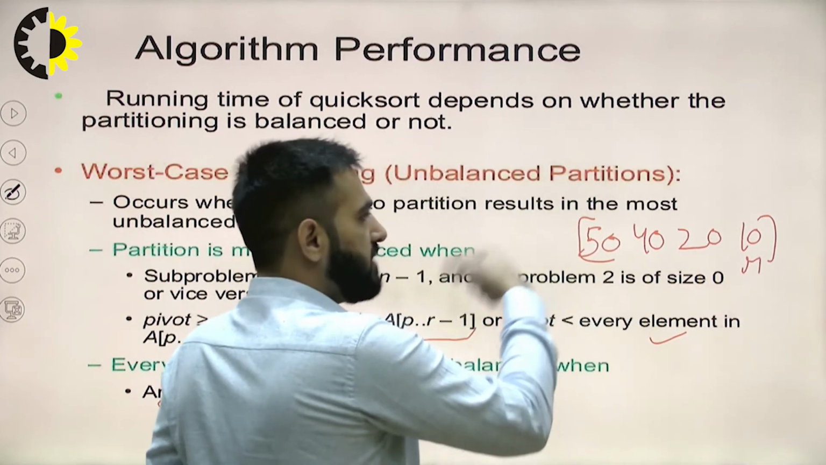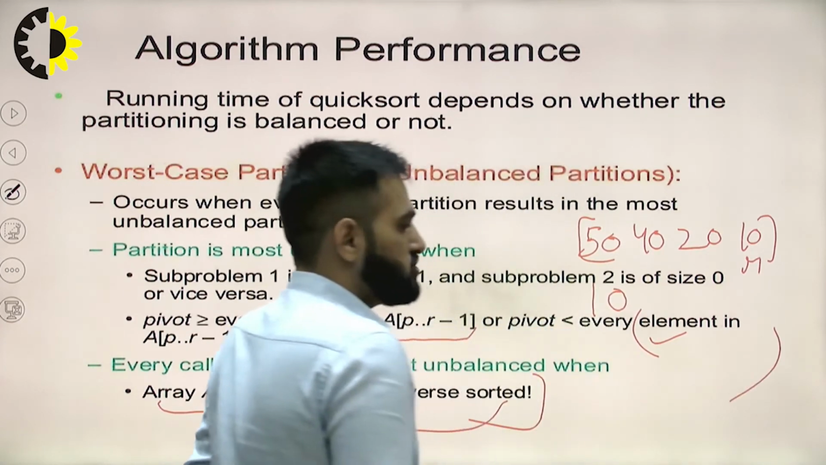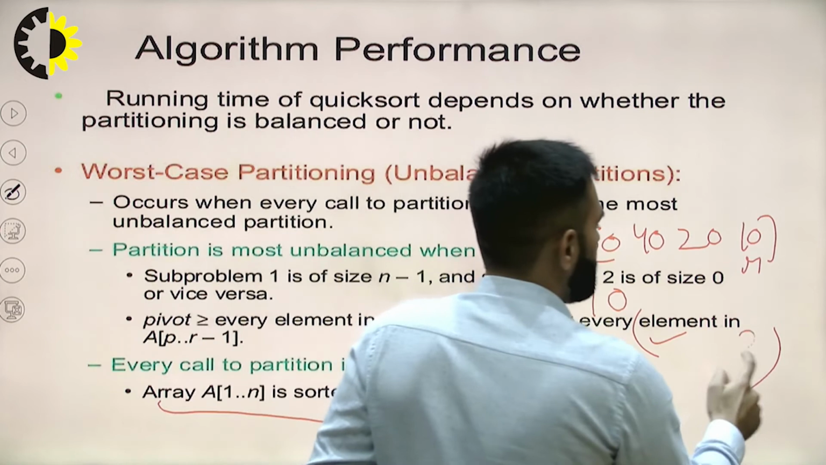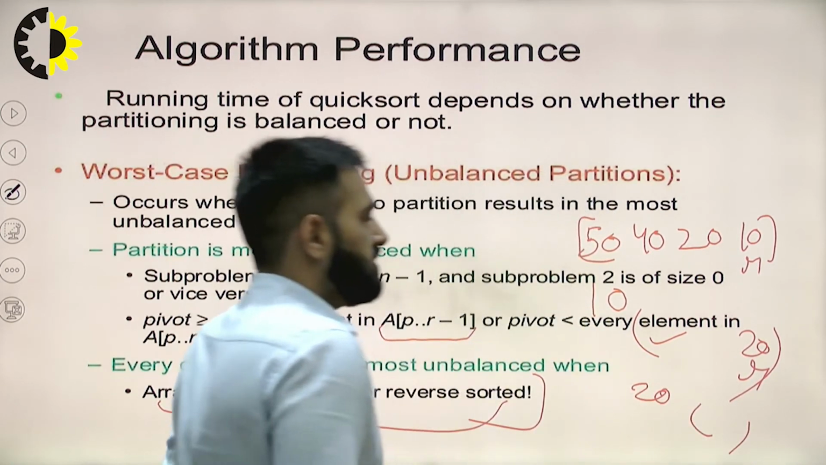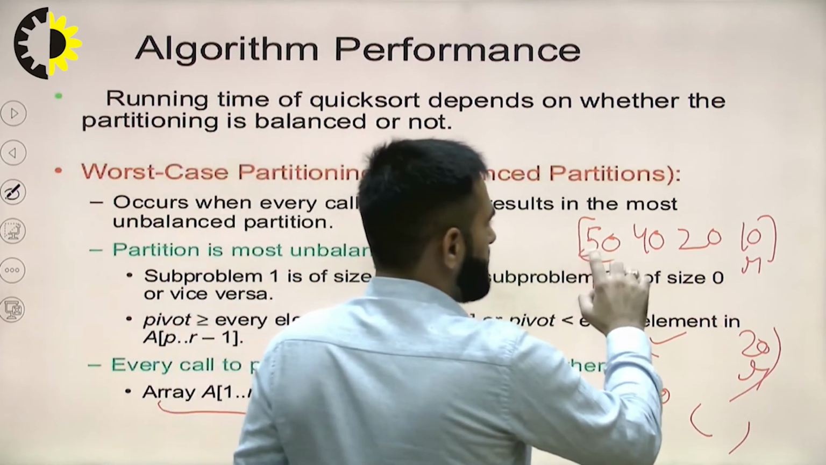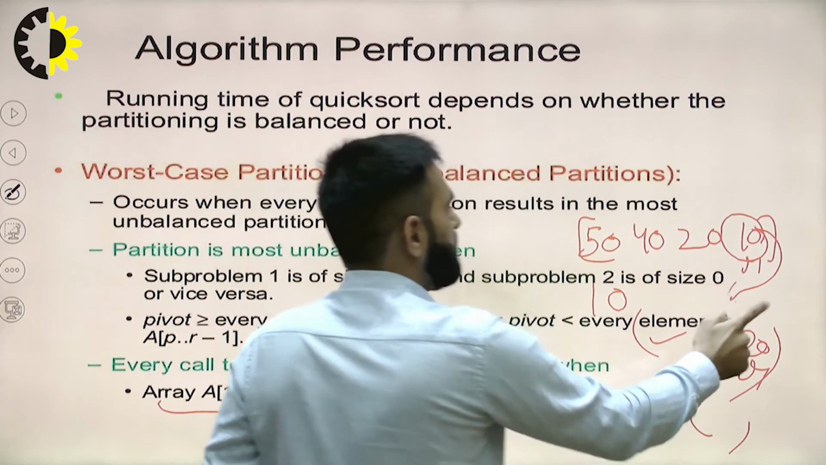So after the first partitioning, what will happen? 10 will come here and then the rest of the array. Suppose it is 20 now, and again 20, rest of the array. Here the array is always sorted in the descending order and we have taken the last element as a pivot. So this is the case of worst case partitioning.